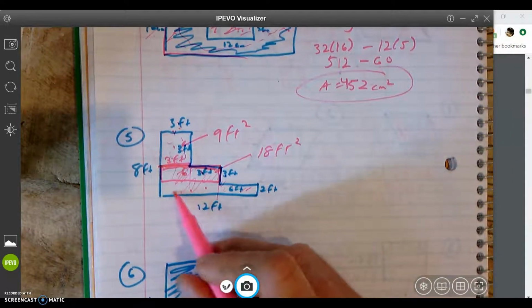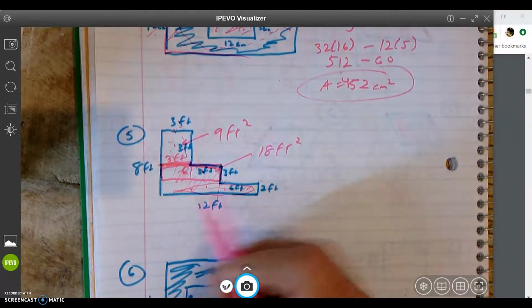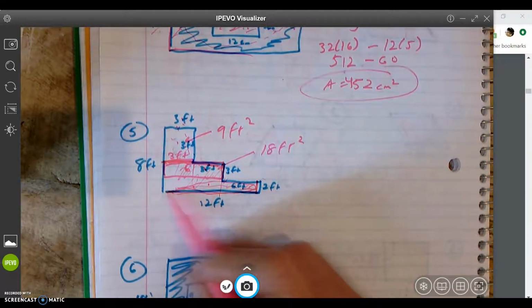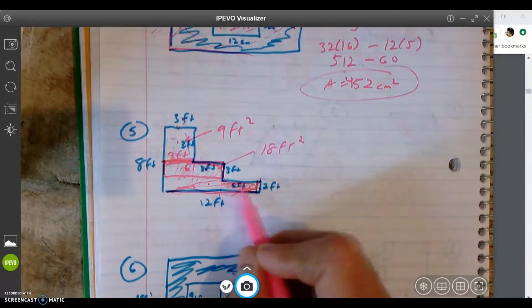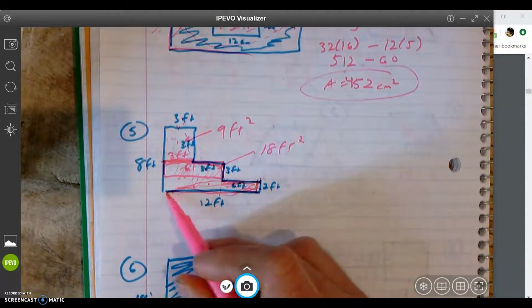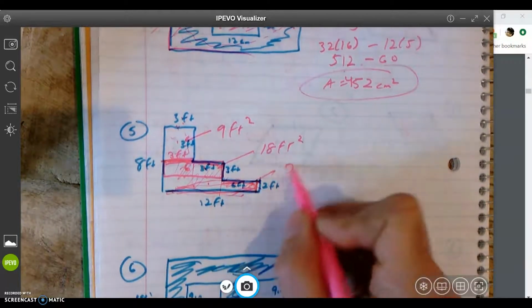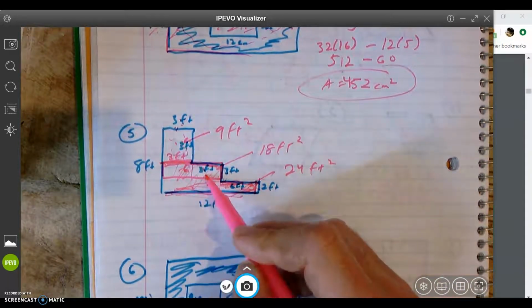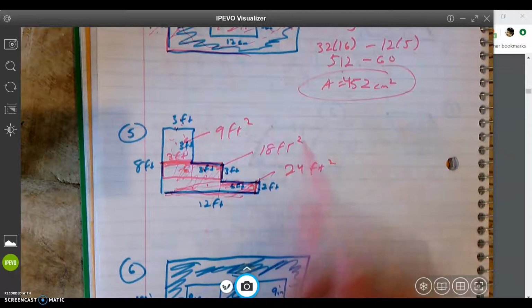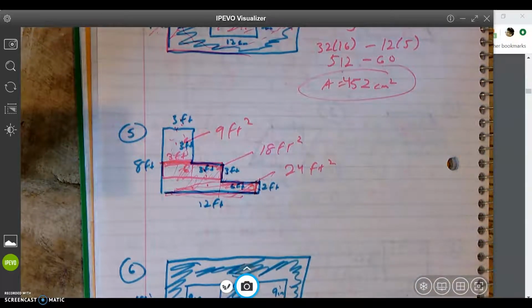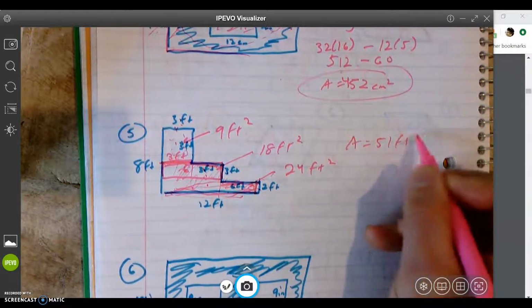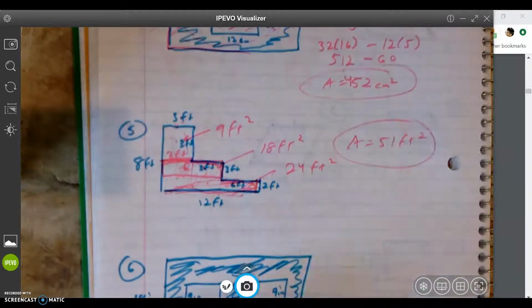Last but not least, we got this little tiny piece, tiny sliver down at the bottom. So this is 12 and 2. So base times height. This 6 has nothing to do with it. This 6 is just this part right here. The base is 12 times 2, which is 24 feet squared. And so now I have this area, this area, this area. So if I add them up, I got the entire area. 9 plus 18 plus 24 equals 51 feet squared. There you go.